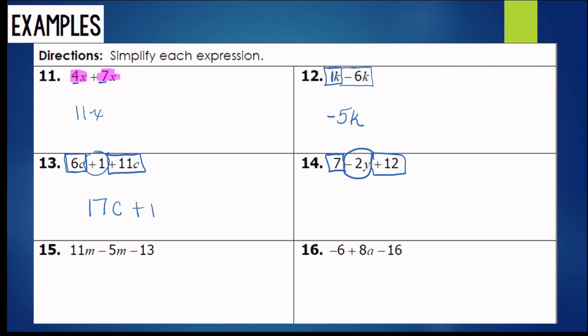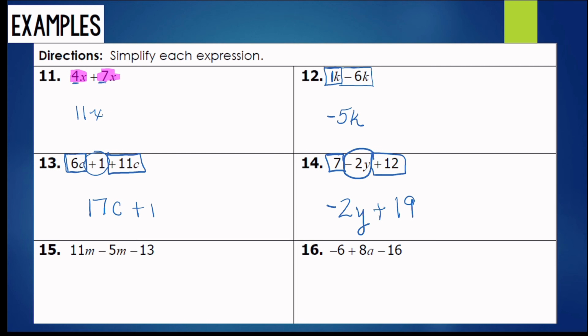Now, you're going to see myself as I do this. I always put the variable terms first. So I'm going to put the negative 2y. See how I have this negative here? It says minus 2y. That also has to stay with the term that's behind it. Then I'm going to combine a 7 plus 12 to give me 19.